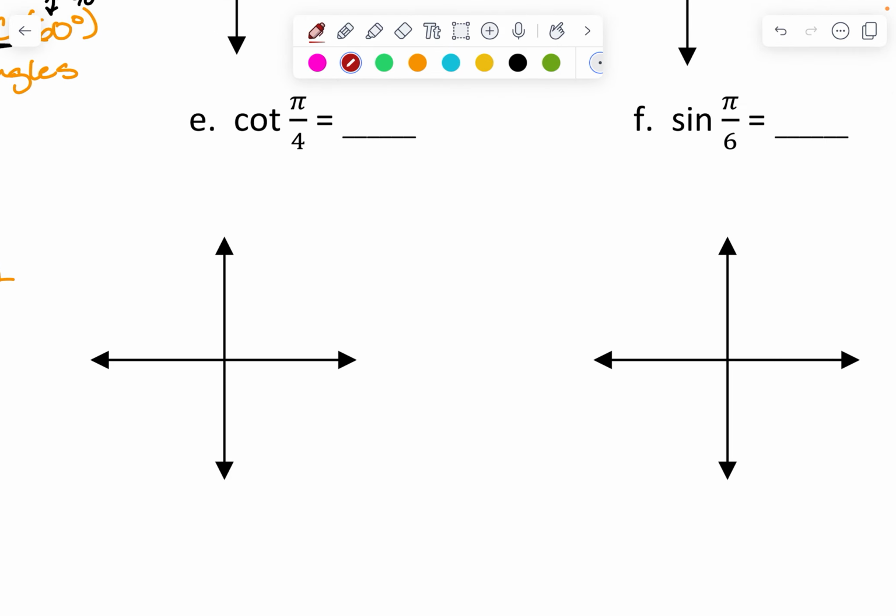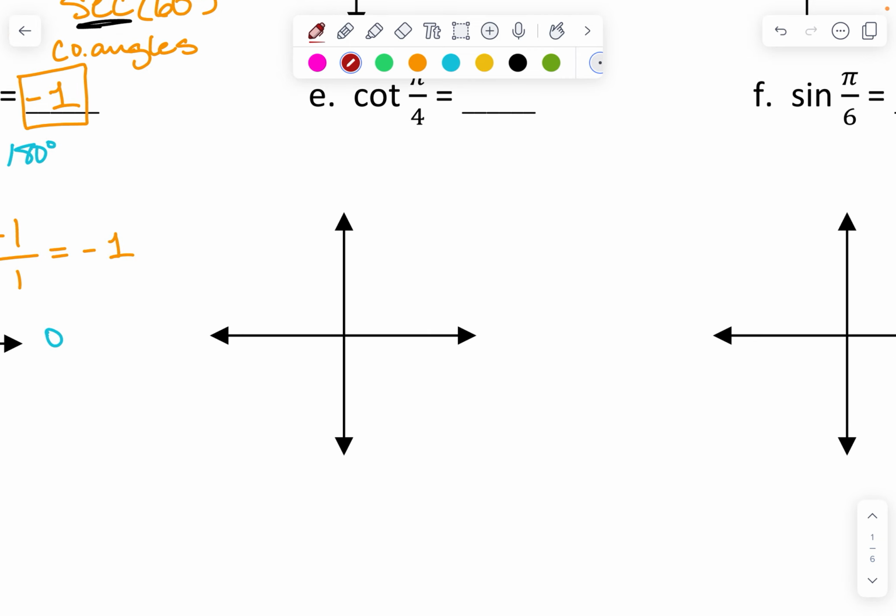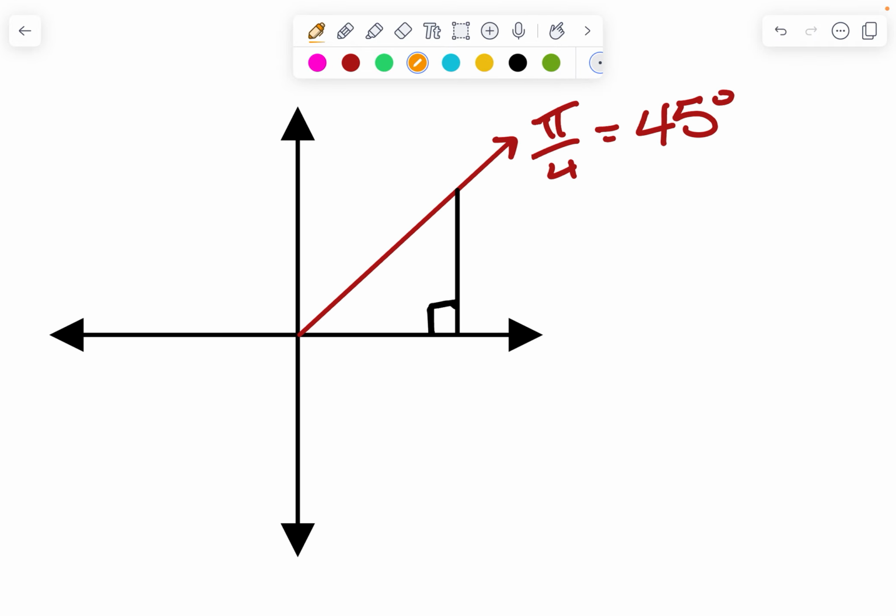Cotangent of pi over 4. Well, if you look back at example C, we've already plotted pi over 4. It's right down the middle of quadrant 1. Since it's right down the middle, that means it is also 45 degrees. Helpful to know that. We're going to drop a line straight down to make that 90-degree angle there, and we can label this as a 45, 45, 90. Since it's 45, 45, 90, my sides are equal. They are both square root of 2 over 2.